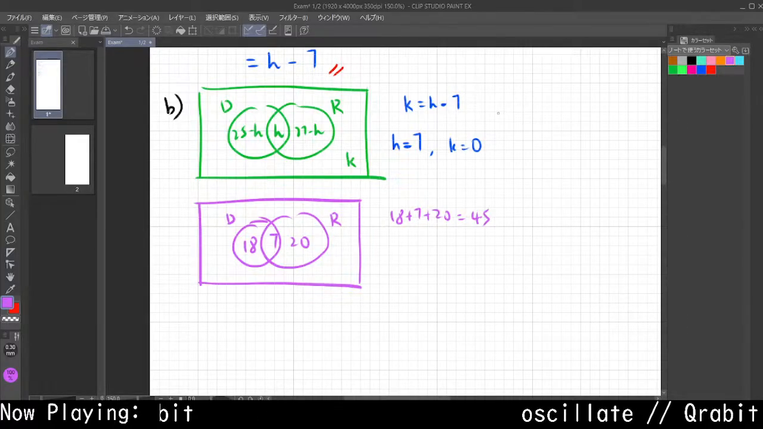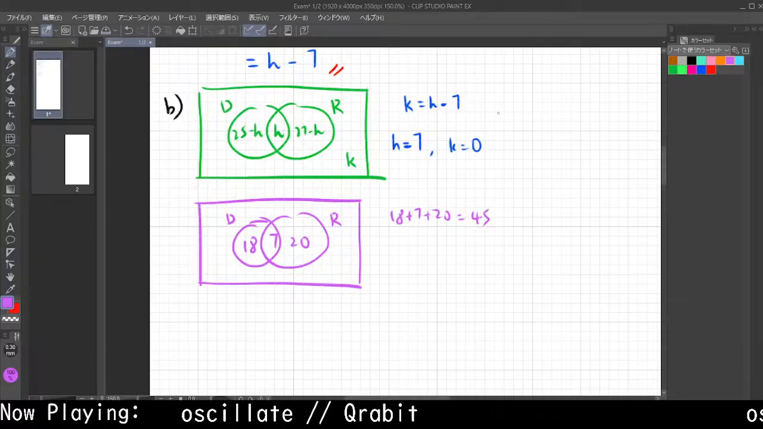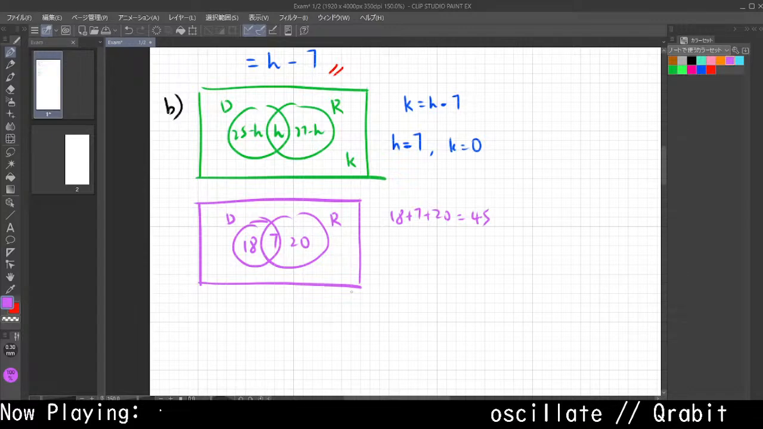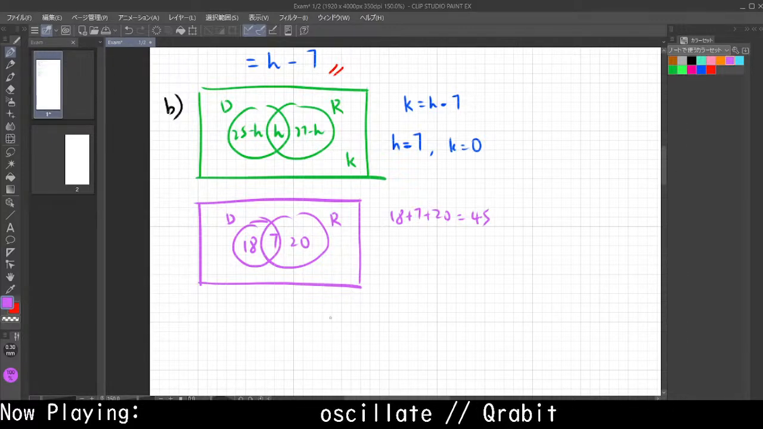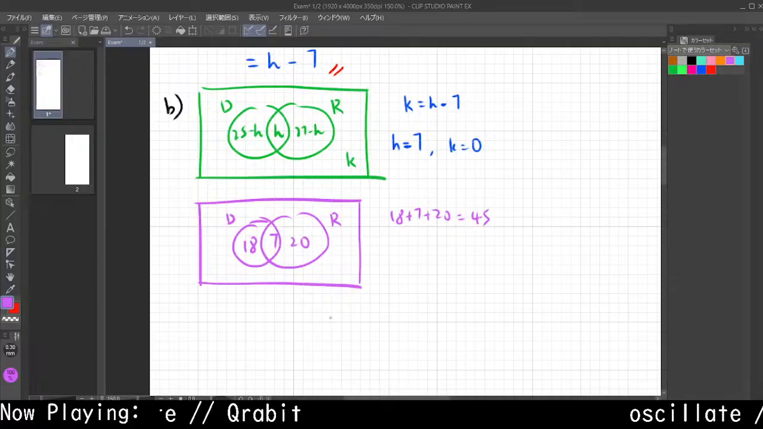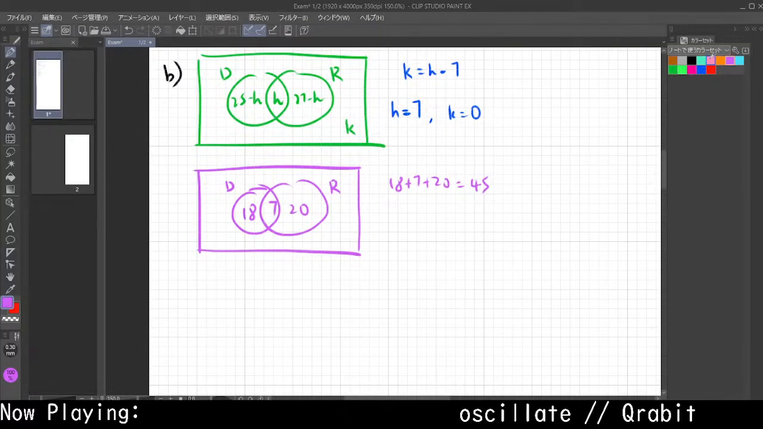Okay, so for h to also increase, I move my mic position, I think this is better. So for h to also increase, what we can do is take one of the circles and shove it all into the middle portion. So draw this in pink.